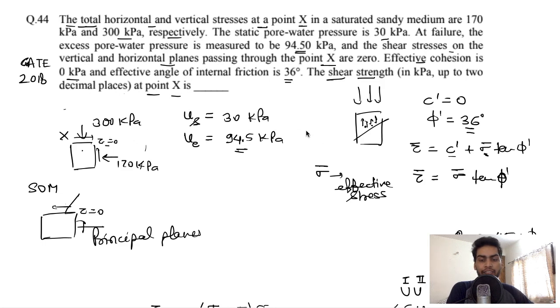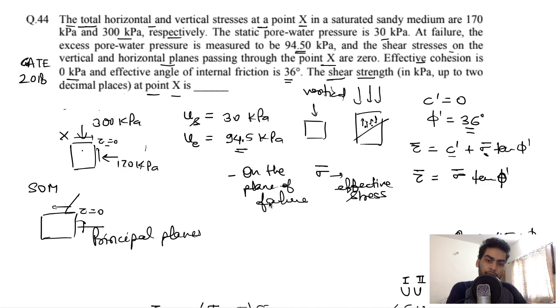Immediately, you will be thinking that this effective stress is the vertical stress acting on this element, given as 300 kPa minus the pore pressure, because it is total stress, but that is not the case. This effective stress is the effective stress on the plane of failure, but these horizontal and vertical planes are not the planes of failure.